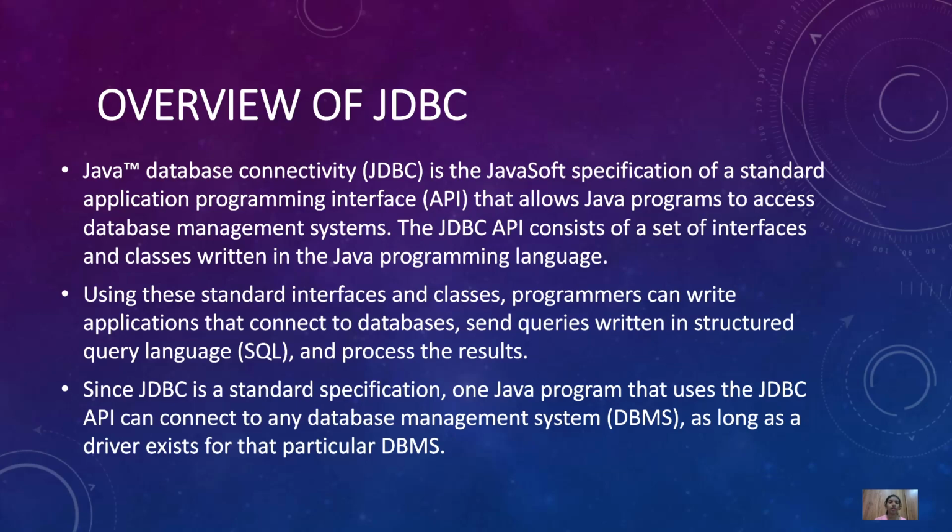Java Database Connectivity, or JDBC, is the Java specification of a standard application programming interface that allows Java programs to access database management systems. The JDBC API consists of a set of interfaces and classes written in the Java programming language. Using these standard interfaces and classes, programmers can write applications that connect to databases, send queries written in structured query language, and process the results.